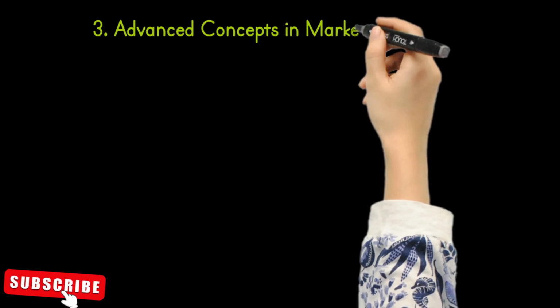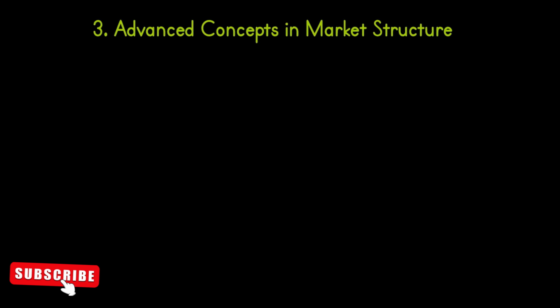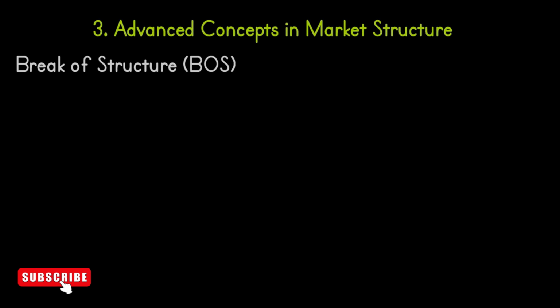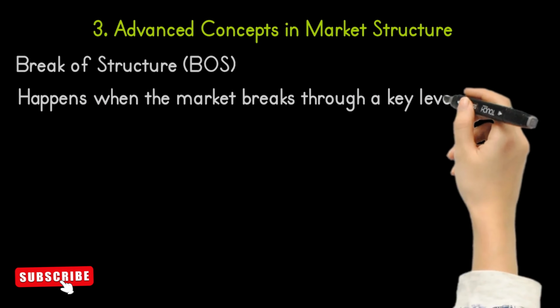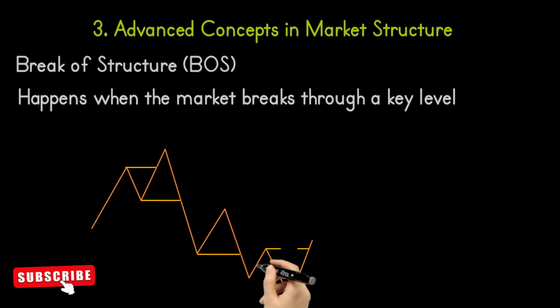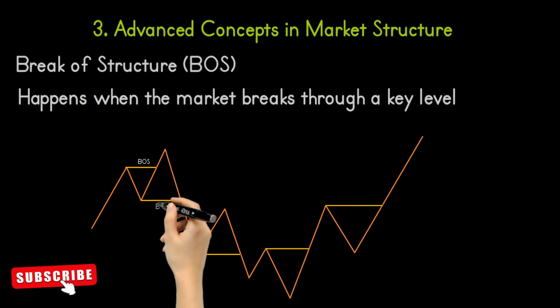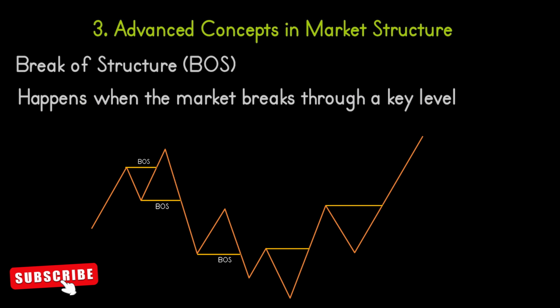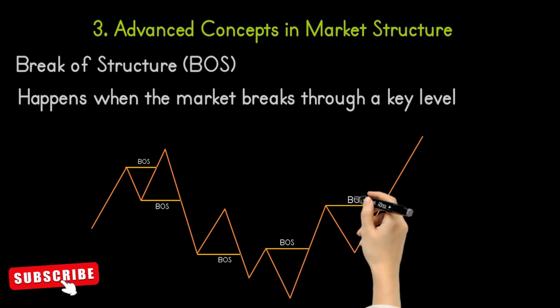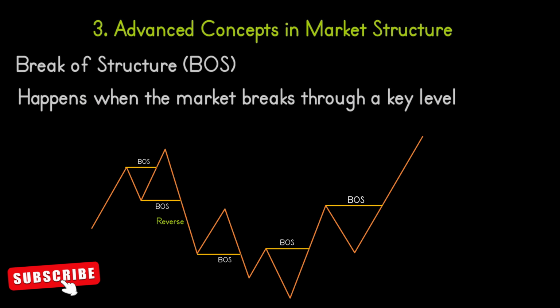3. Advanced concepts in market structure. Now that we understand the basics of market structure, let's dive into some more advanced topics that will help you refine your trading strategy. Break of structure, BOS. A break of structure, BOS, happens when the market breaks through a key level, signaling a possible change in the trend. This is one of the most important signals in market structure because it tells you that the market could be about to reverse or accelerate in the same direction.